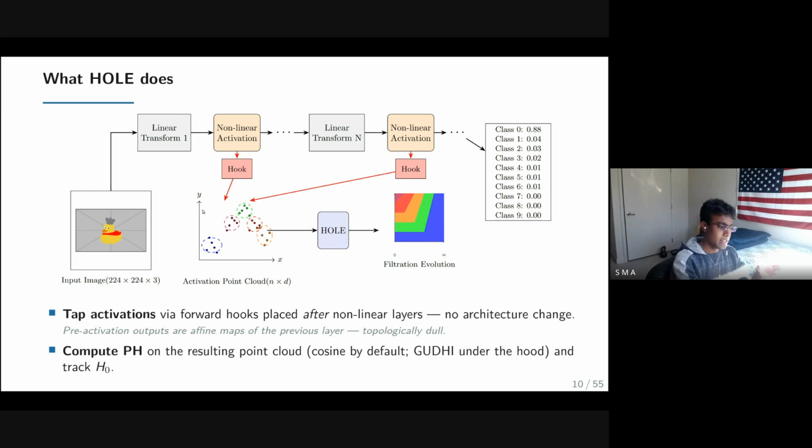You basically take these activations and send them through our library, and then you get the filtration. The filtration is the concept that we talked about a while back. So how do we do this? We attach a forward hook, which is probing into the nonlinear activation. We get the activation point clouds, we put them through the library, and then we get the filtration. The filtration is basically the shape, or the topology, of the point cloud. And with this, we can analyze the manifold even better.